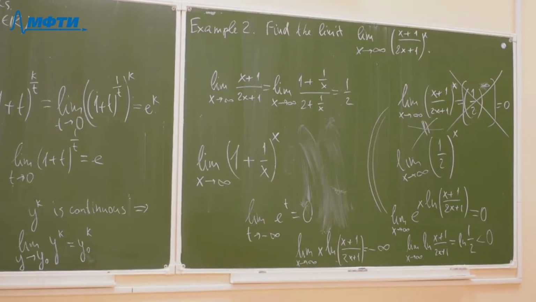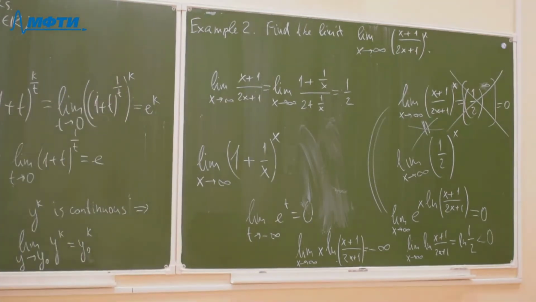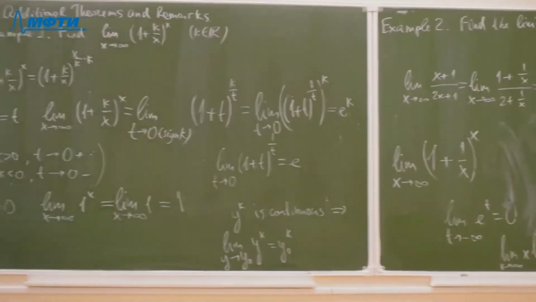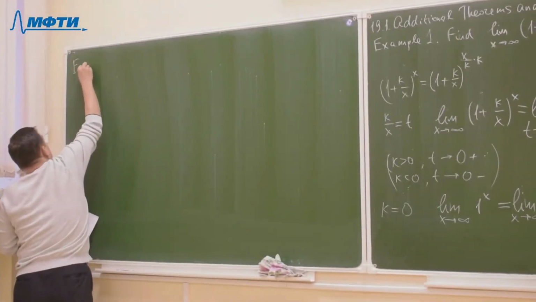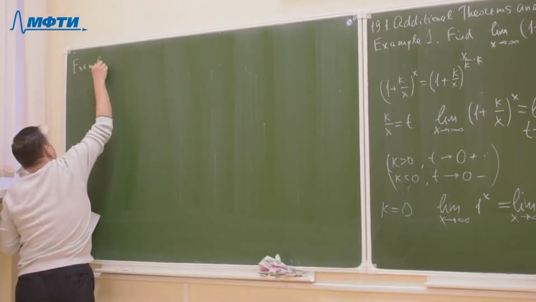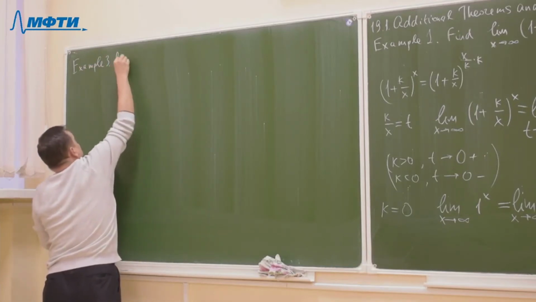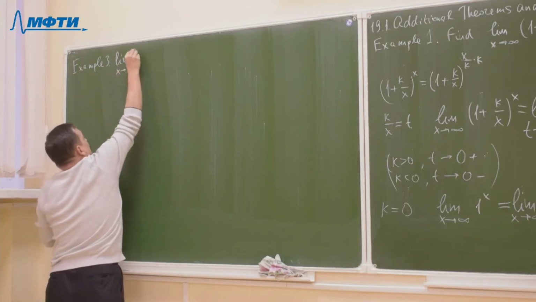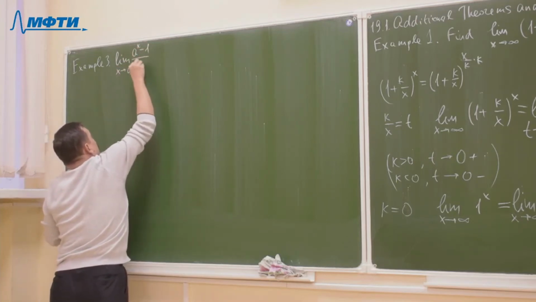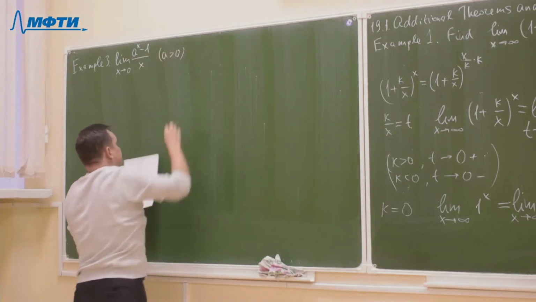Next example, in fact, is a version of the second remarkable limit. So example 3. Find the limit as x tends to 0 of (a to the power x minus 1) over x, a greater than 0.